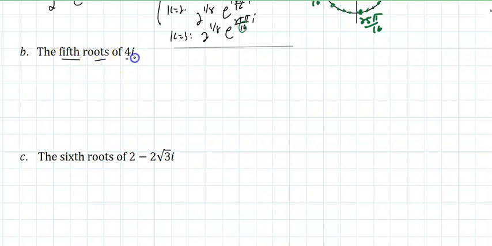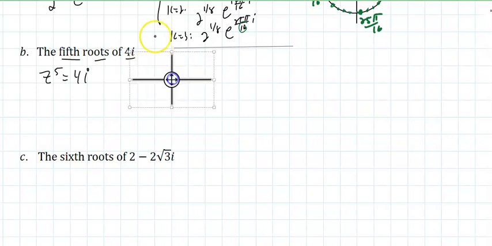I want the 5th roots of 4i. You could write z to the 5th equal 4i if that helps. That's really what it is. So this one doesn't require much work because I know where that is. 4i is right there. You go a distance of 4 and you move pi over 2. So I could say z to the 5th equals, or I'm taking the 5th root of this, however you want to see it. This is really 4e to the pi over 2.